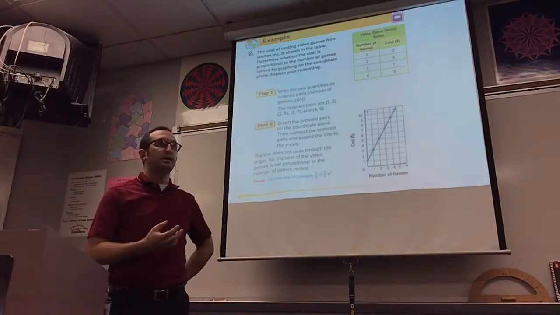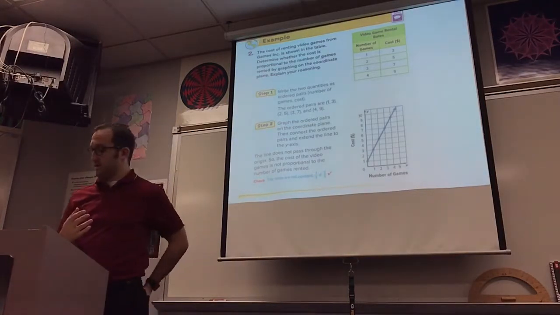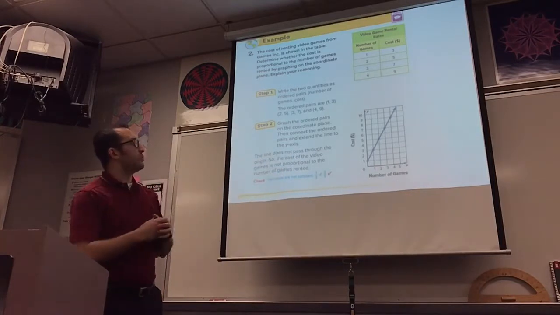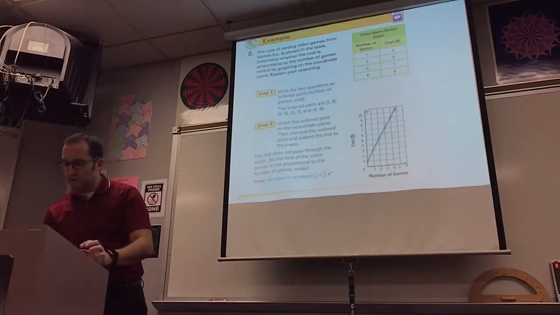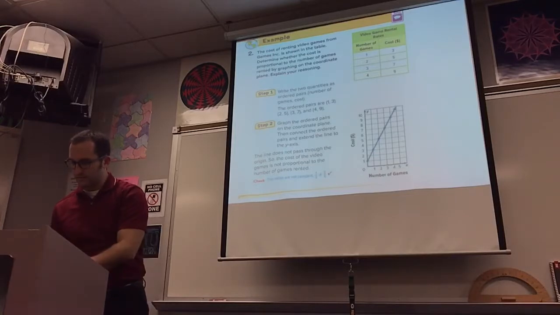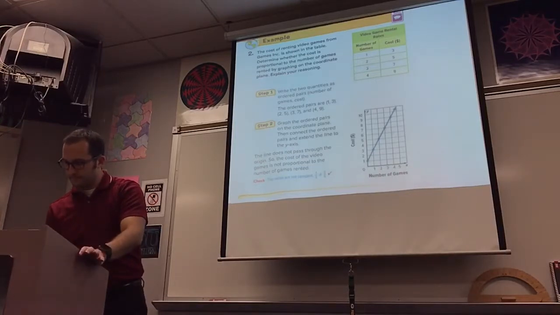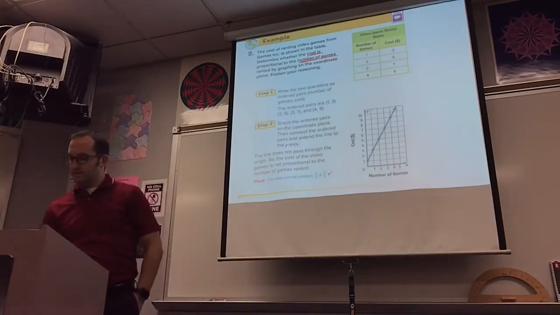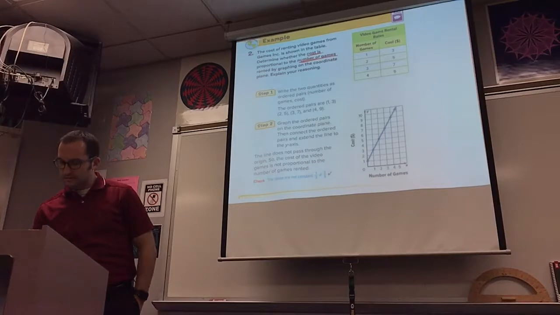But the problem is asking us to graph it. So when we plot these points, and here's the example, you plot the points, how do we get the ordered pair? Well, it says determine whether the cost is proportional to the number of games. So number of games is going to be on the bottom. So number of games is our x. Cost will be our y.